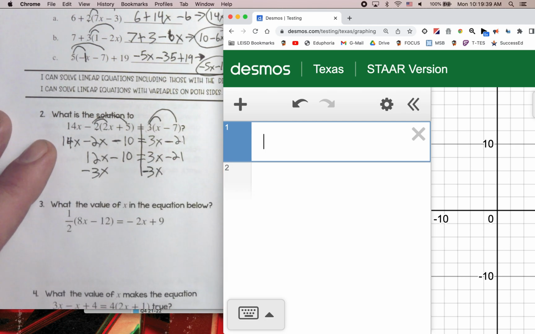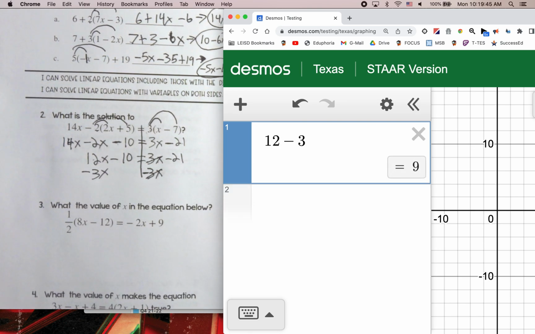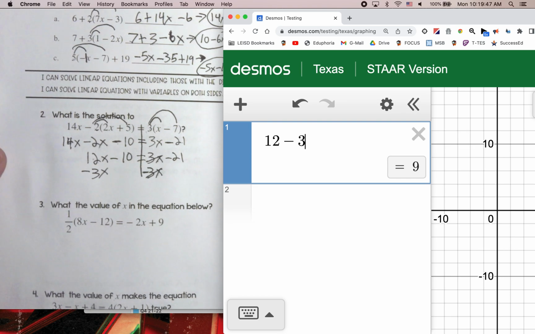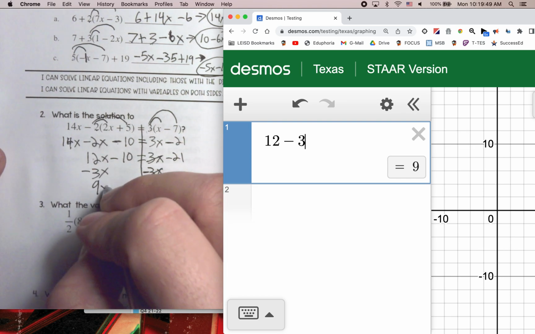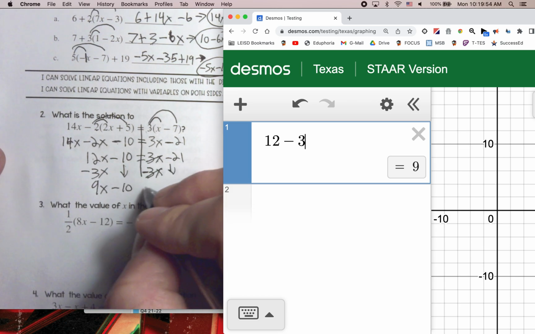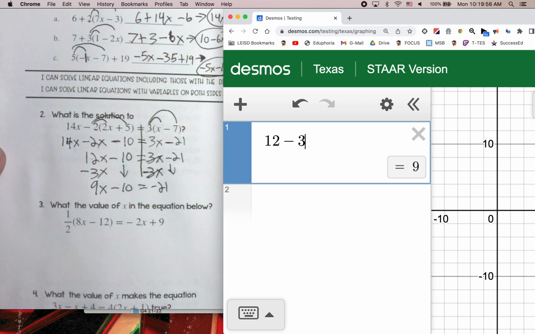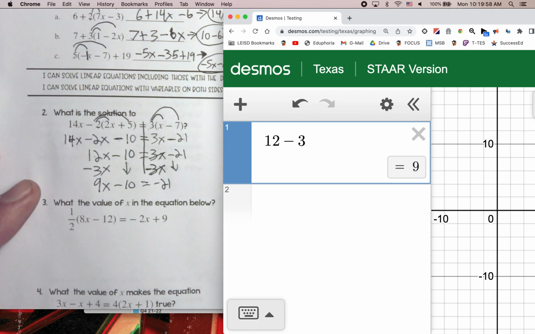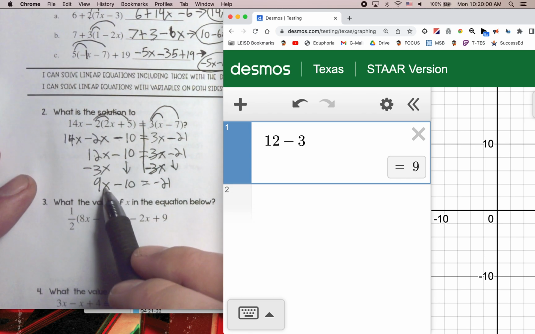So 3x minus 3x is 0. 12x minus 3x, and if you don't know what that is, just type in 12 minus 3. That's positive 9x. And then I'm going to bring down the minus 10, and I'm going to bring down the negative 21.